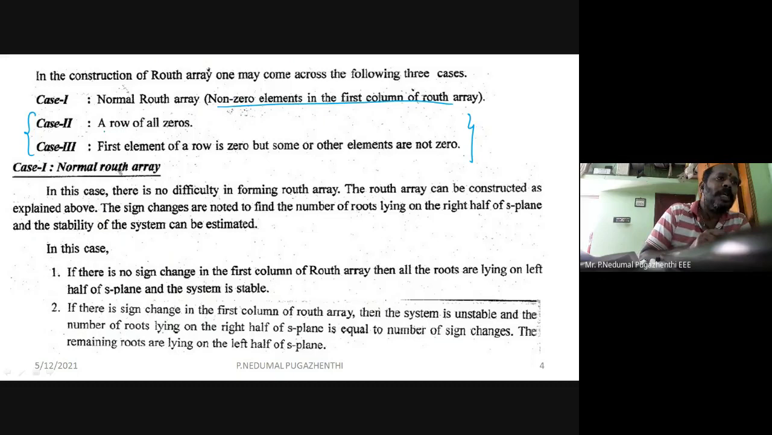A row of all zeros. The same thing happens: you cannot proceed to the next row. Case 3, the first element of a row is 0, but some other elements are not 0.